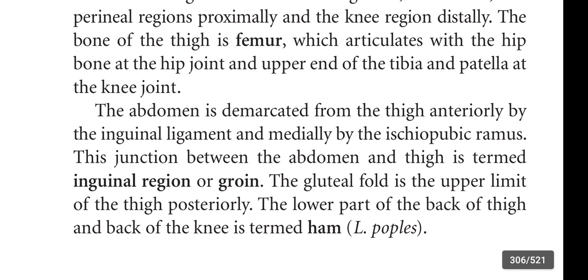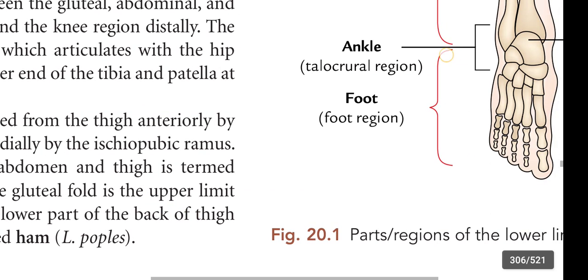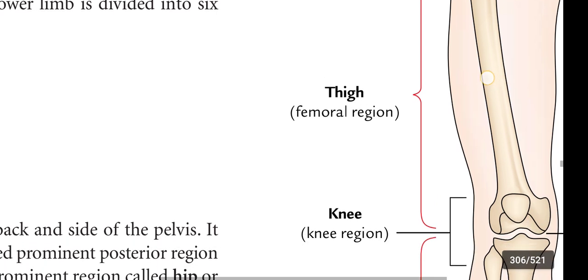The abdomen is demarcated from the thigh anteriorly by inguinal ligament, medially by ischiopubic ramus. The junction between the abdomen and thigh is termed inguinal region or groin. The gluteal fold is upper limit of the thigh posteriorly and the lower part of the back of thigh and back of knee is termed ham. This is the thigh region.